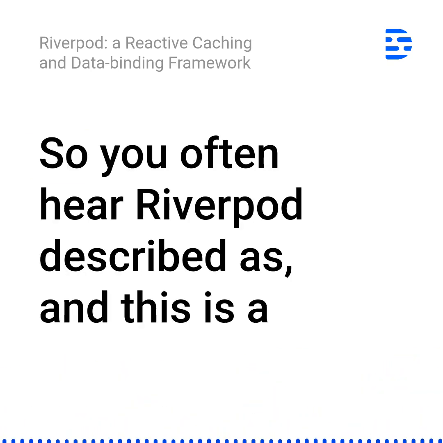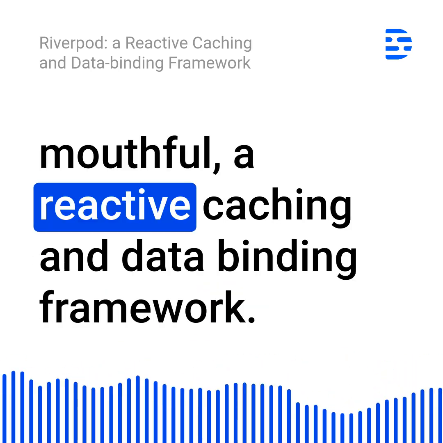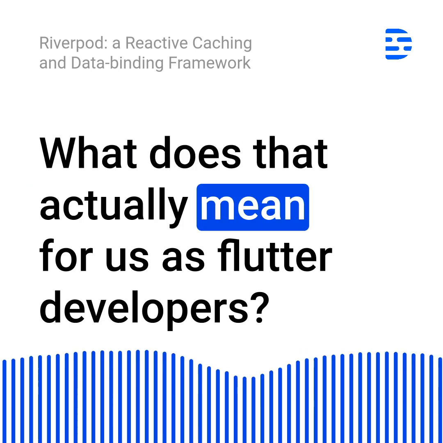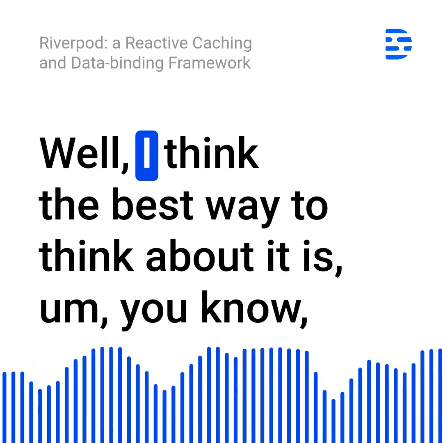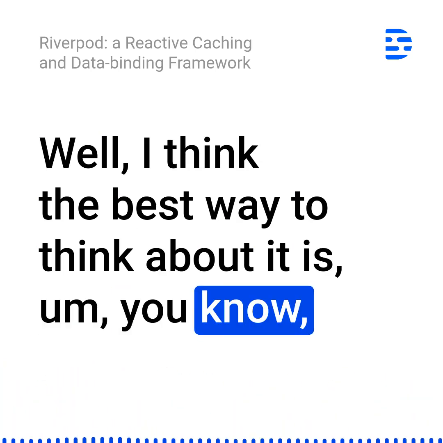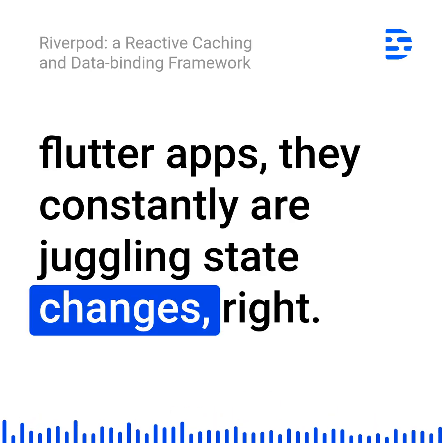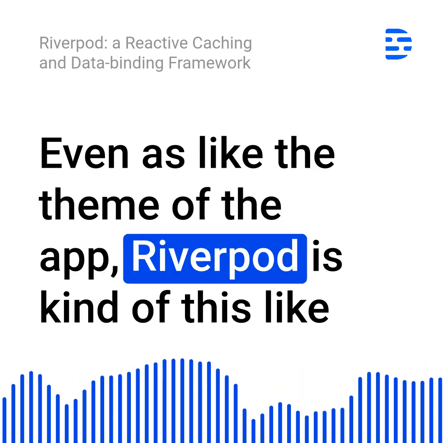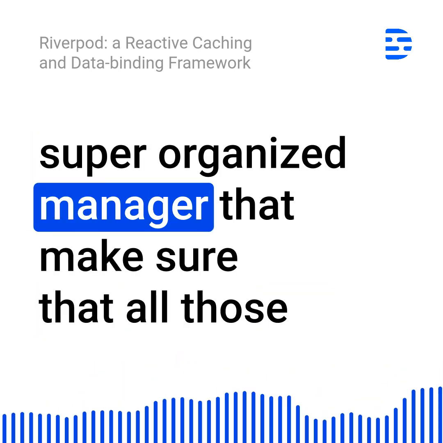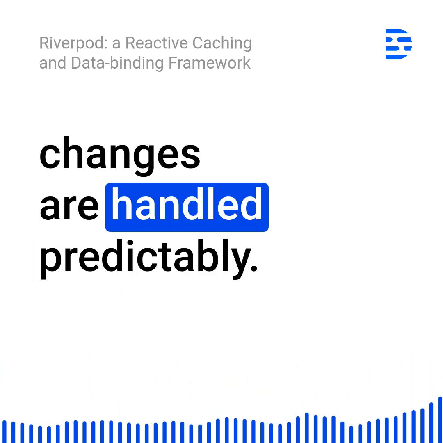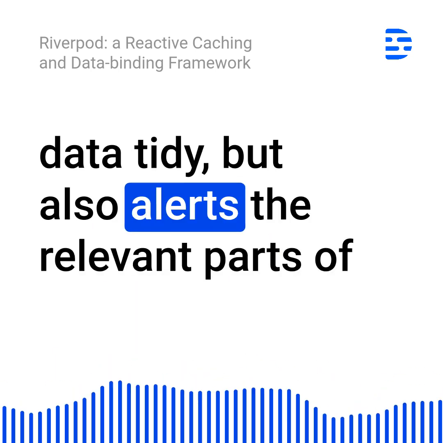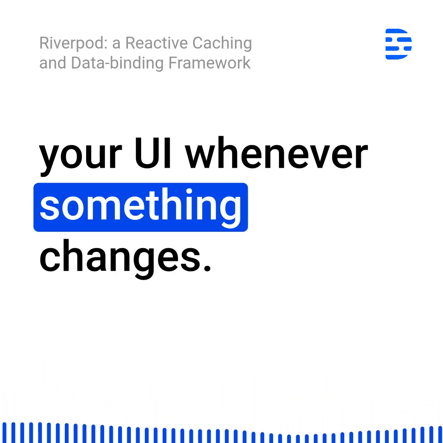Okay, so you often hear Riverpod described as, and this is a mouthful, a reactive caching and data binding framework. Yeah. What does that actually mean for us as Flutter developers? Well, I think the best way to think about it is, Flutter apps constantly are juggling state changes, right? They're fetching data, they're handling user input. Even the theme of the app. Riverpod is kind of this super organized manager that makes sure all of those changes are handled predictably. Imagine having a dedicated system that not only keeps your data tidy, but also alerts the relevant parts of your UI whenever something changes. Okay, that makes sense.